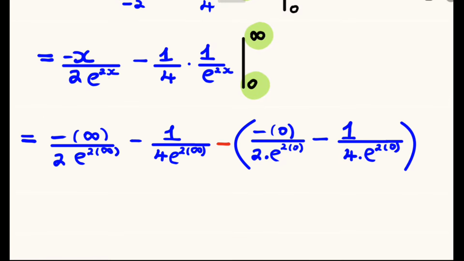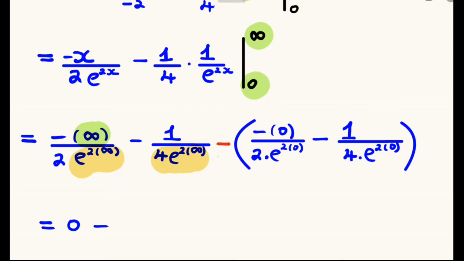Remember that infinity is not a number, so we have to interpret the part where we substituted the infinity. In the numerator, that infinity is going to go to infinity at a linear rate. And in the denominator, the infinity is going to go to infinity at an exponential rate. So what we have in the denominator will become relatively larger than what we have in the numerator, and this whole thing will approach 0. Minus 1 divided by 4 multiplied by e to the power 2 times infinity.